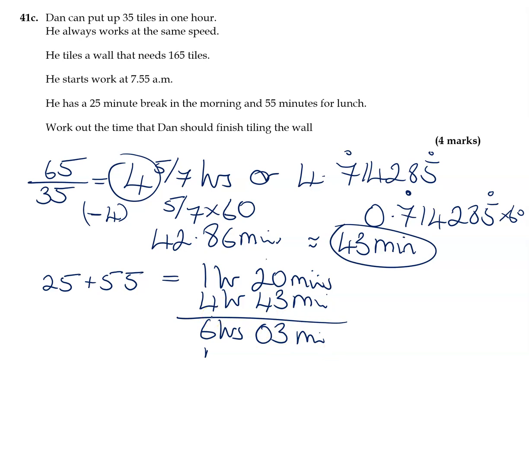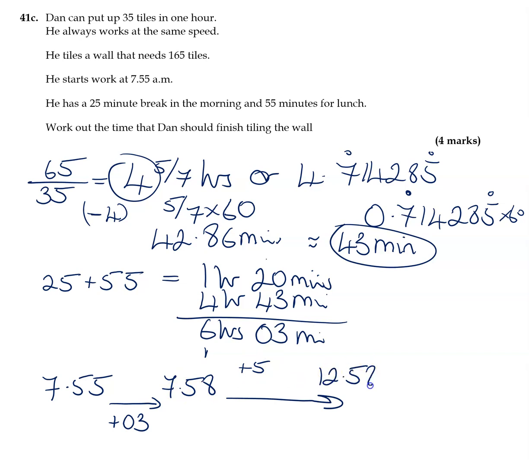Now he starts at 7:55. If we add the minutes on first, we get to 7:58, which is not too bad. And then we're going to add on 6 hours. Now we're going to add 5 hours first, because that will get me to the middle of the day. Add 5 on, I'll get to 12:58. Then I'm going to add the extra hour on, and I get to 1:58 PM.